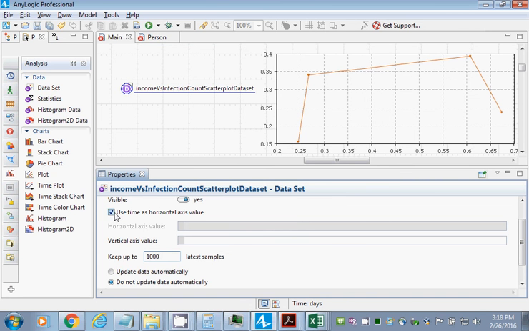Uncheck use time. You don't want time on the axis. Okay. So now we are going to drag in an event.